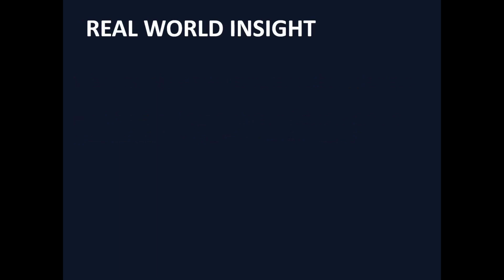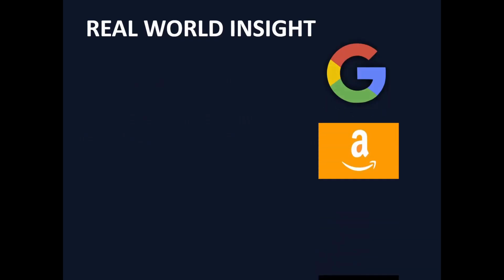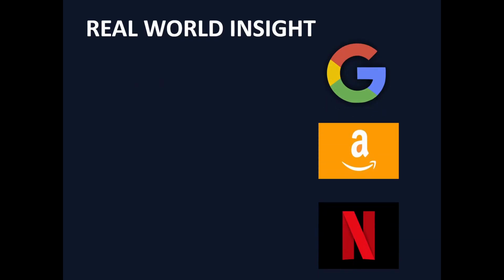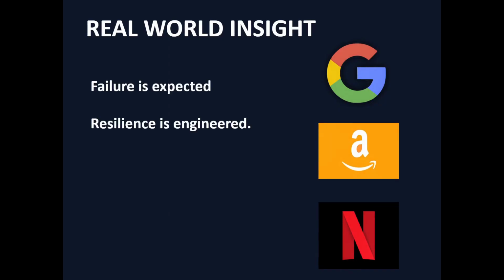Now, one important mindset shift is this. In distributed systems, we do not try to avoid failure completely. This is impossible. Instead, we design systems that can survive failures. This is exactly how big companies like Google, AWS, Netflix think. Failure is expected, but resilience is engineered.